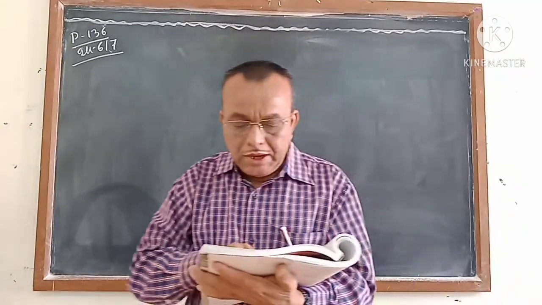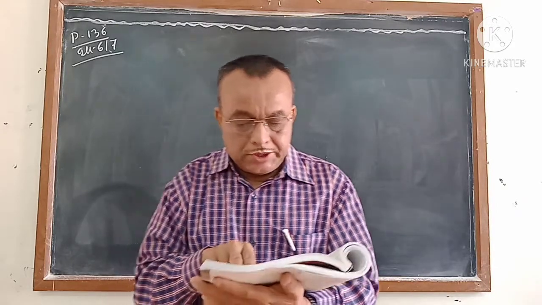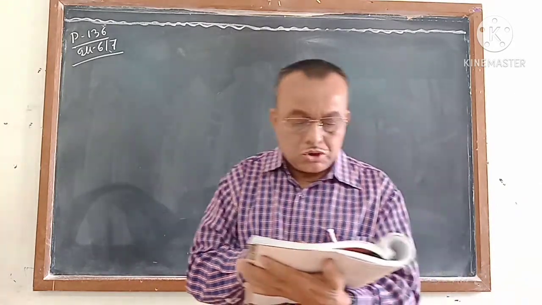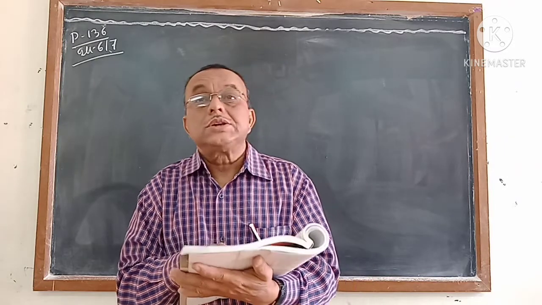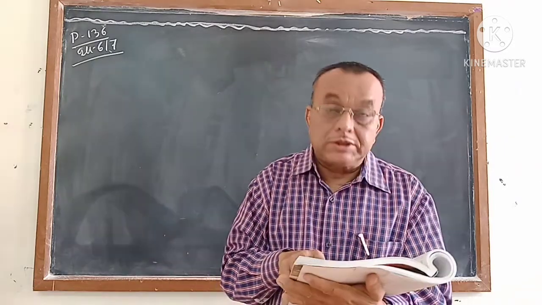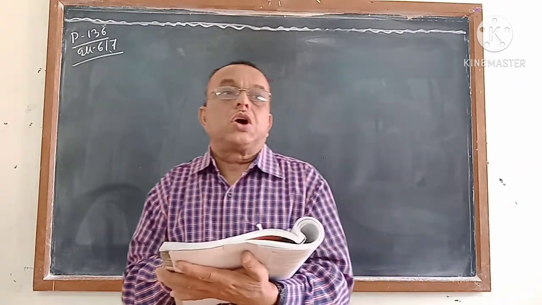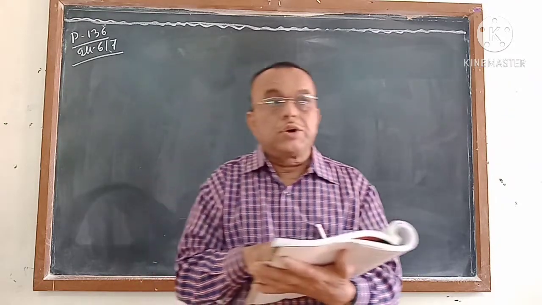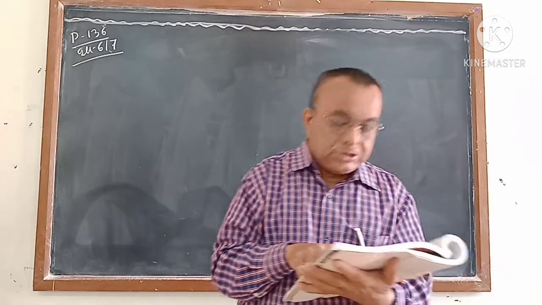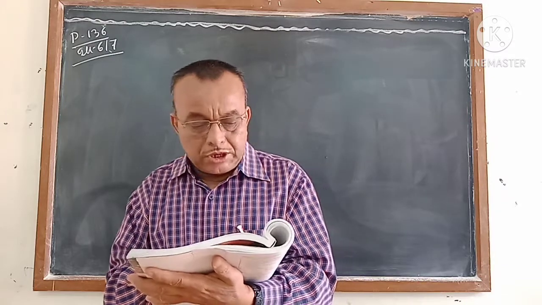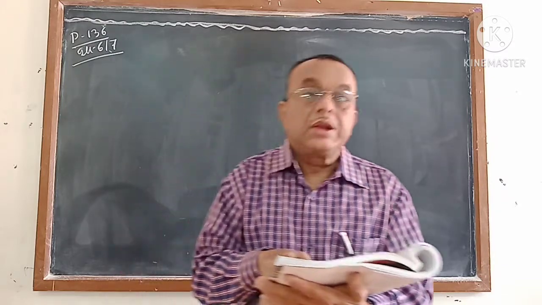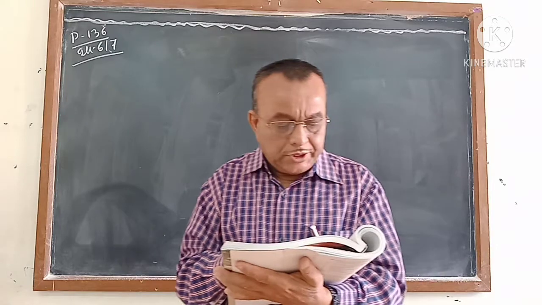So debtors is a current asset. It is coming under trade receivables. Closing stock is also a current asset, and all types of stocks are coming under inventories. Closing stock, opening stock, work in progress, goods in transit. Whatever types of goods or stock, it is coming under inventories.